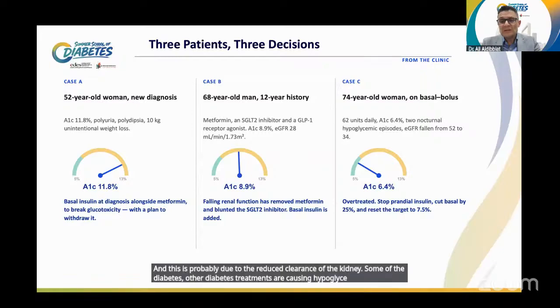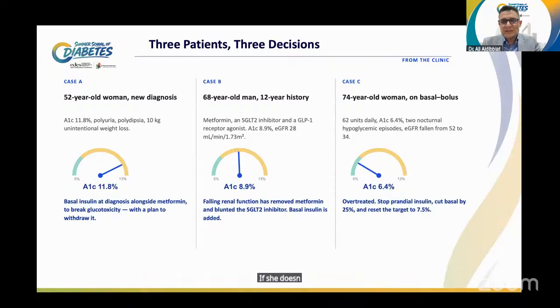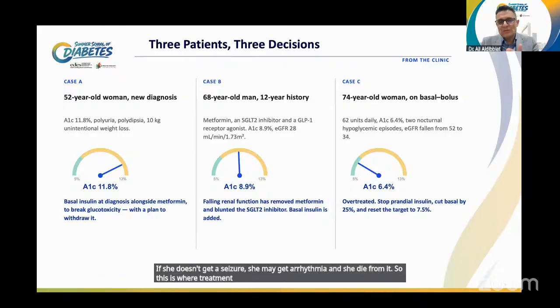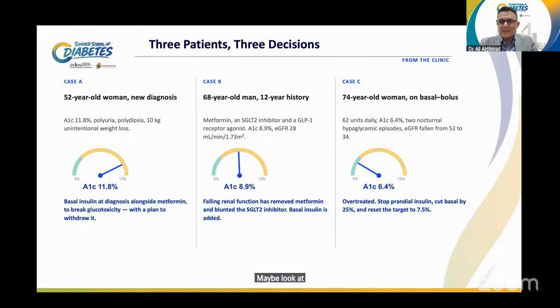are causing hypoglycemia. So now we need to de-escalate therapy. This is an elderly lady. If she gets hypoglycemia, even if she doesn't get a seizure, she may get an arrhythmia and die from it. So this is where treatment is causing harm if we do not de-escalate it. So we need to reduce the bolus insulin, maybe stop it, reduce the basal insulin. Maybe look at the other treatments she is getting.